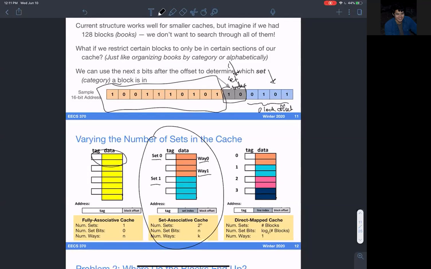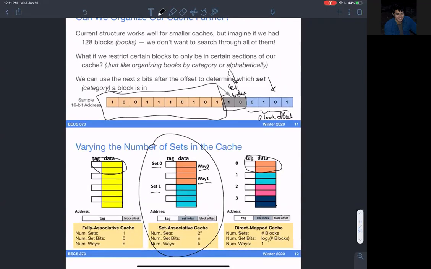And then finally, we have a direct map cache. This is the most restrictive cache, and the number of ways per set is 1, and the number of sets we have is correlated with the number of lines we have. So as you can see, in this cache, we have 4 lines and we have 4 sets. And the really important part is why the number of set bits is n.